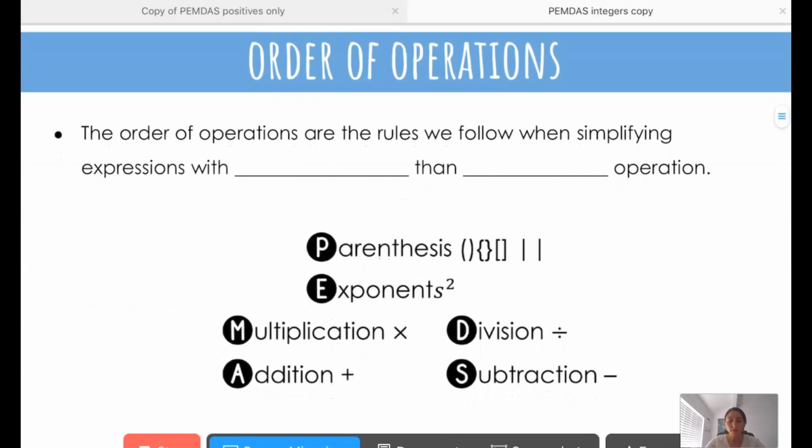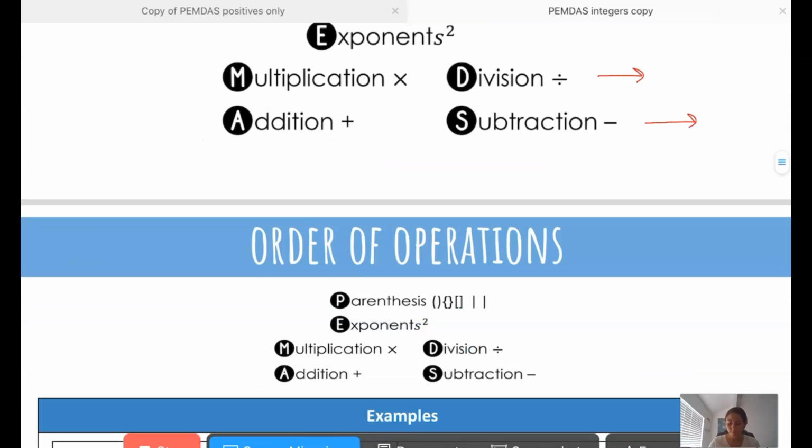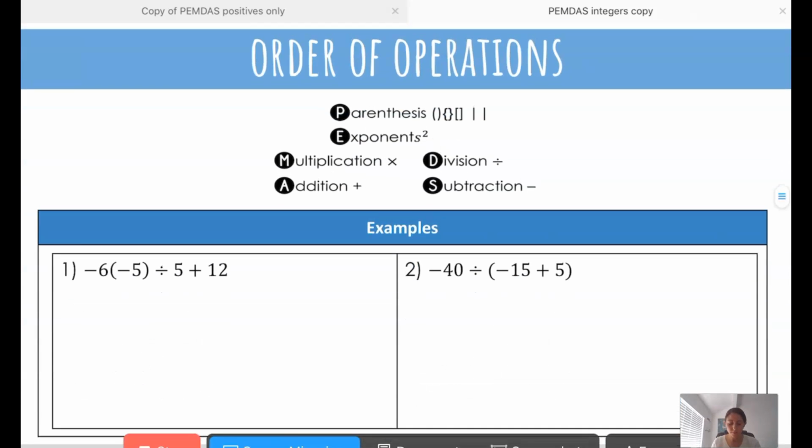So review real quick, the order of operations are rules we follow when simplifying expressions with more than one operation. And we can remember PEMDAS to help us remember what the order is: parentheses or our grouping symbols, exponents, multiplication and division going from left to right, and then addition and subtraction going from left to right. Let's look at some examples.